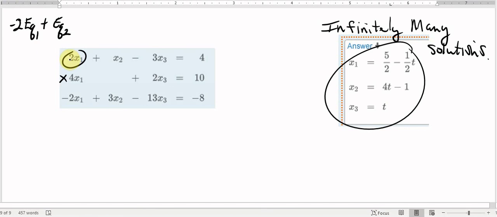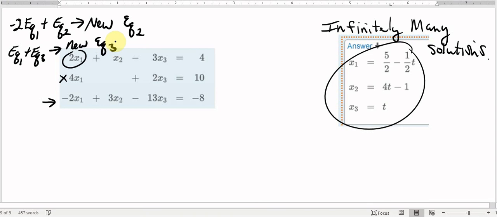And then notice that if I add this 2x sub 1 to this minus 2x sub 1, the 2x sub 1 cancels out. So I want to stamp it out. So I'm just going to say equation 1 plus equation 3. Because we only have three elementary operations, I can add a multiple of one equation to another equation, right? This negative 2 becomes a multiple of equation 1. And then here I'm adding. So now this gives us a new equation 2, and this gives us a new equation 3.